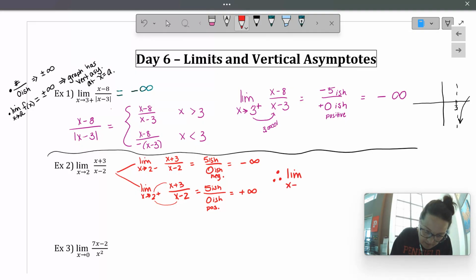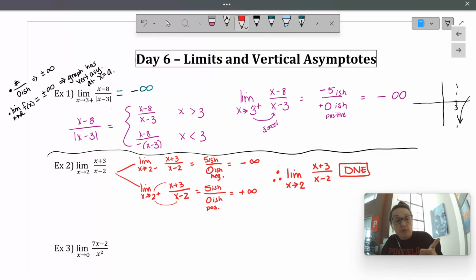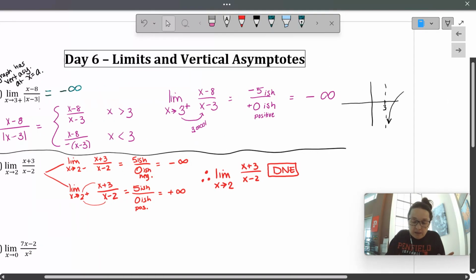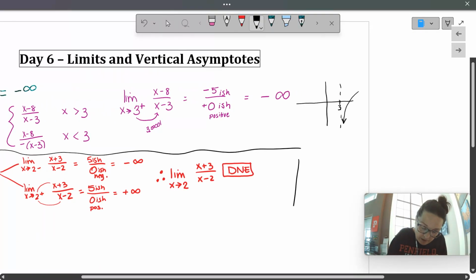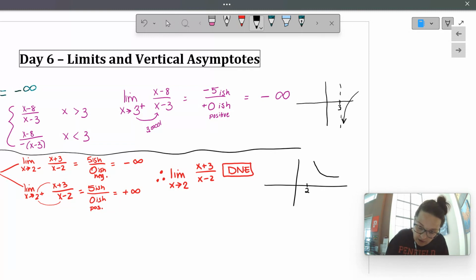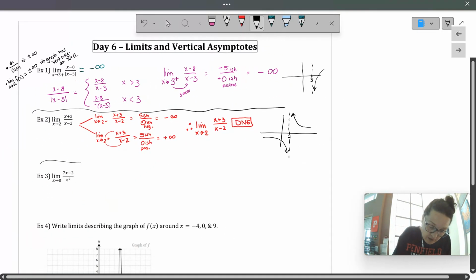Therefore, the limit as x approaches 2 does not exist, because my left limit and my right limit went to different places. But what does it mean that that limit does not exist? Graphically, it means that if I go towards 2 from the right, I head to positive infinity. As I go towards 2 from the left, I go to negative infinity. And there it is. All right, let's do it again.